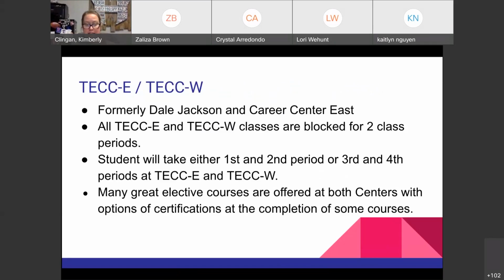For Tech East and Tech West classes, these are CTE, Career and Technical Education classes. We used to call this Dale Jackson and Career Center East. So if somebody says, oh, you want to go to Dale Jackson or you want to go to Career Center East, well, those aren't the names anymore. It's Tech East and Tech West. The classes are all double blocked for 2 class periods. They'll either take 1st and 2nd or 3rd and 4th, and it will either be fall or spring at the additional campus.